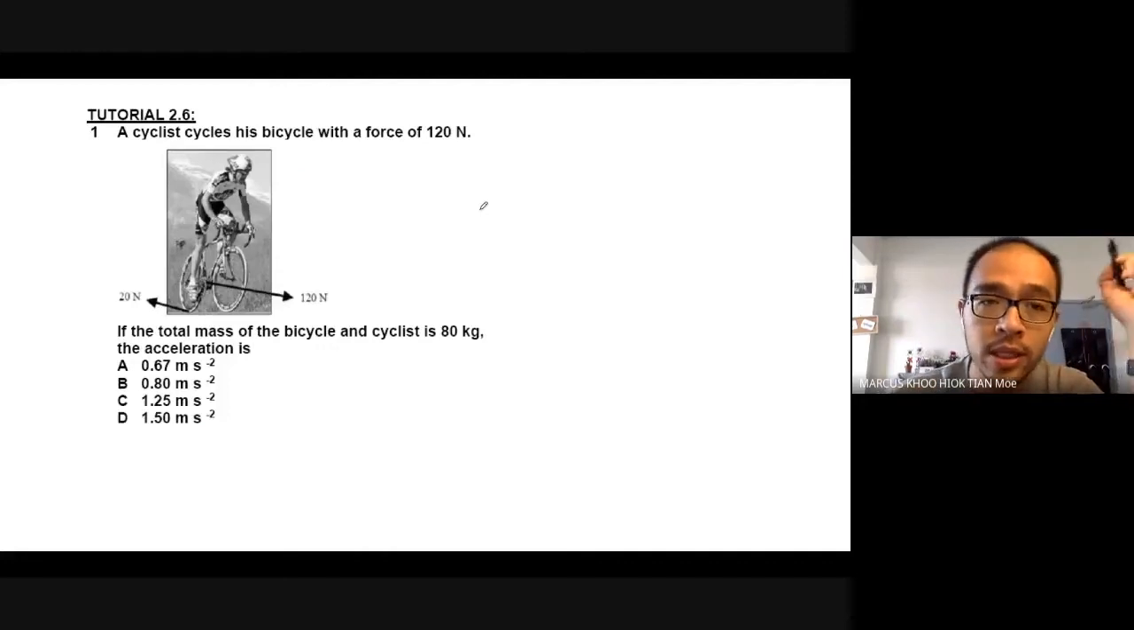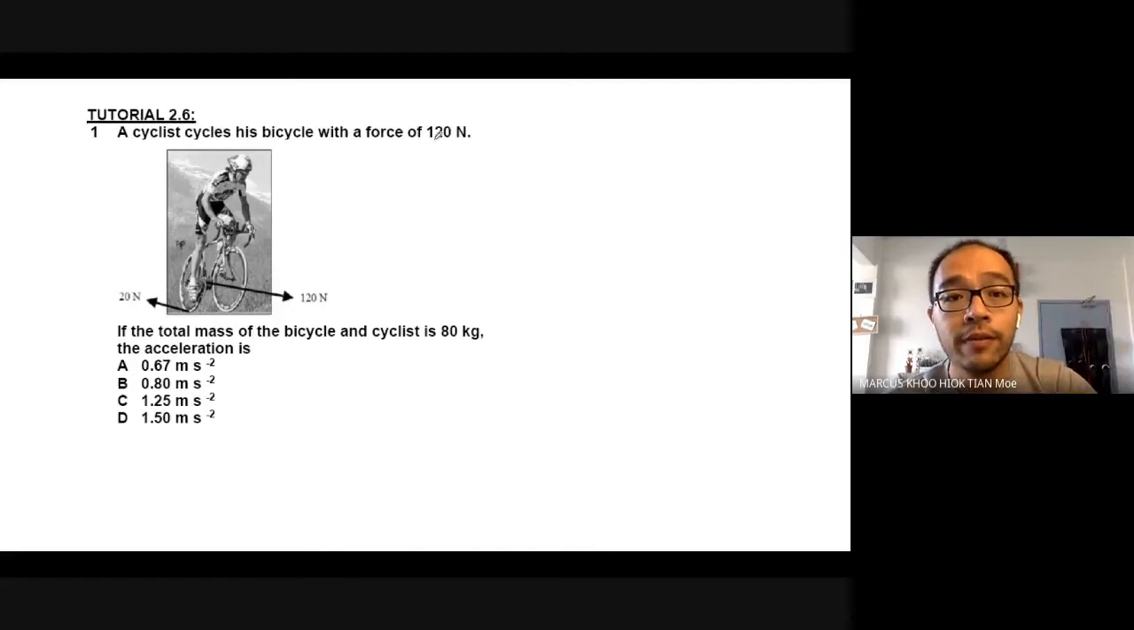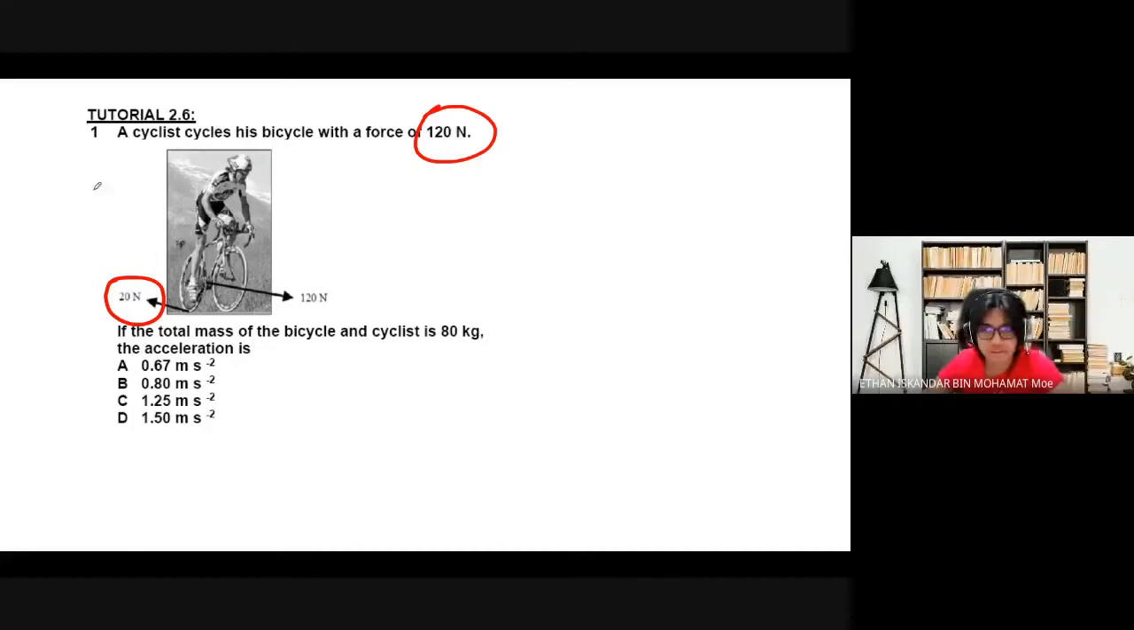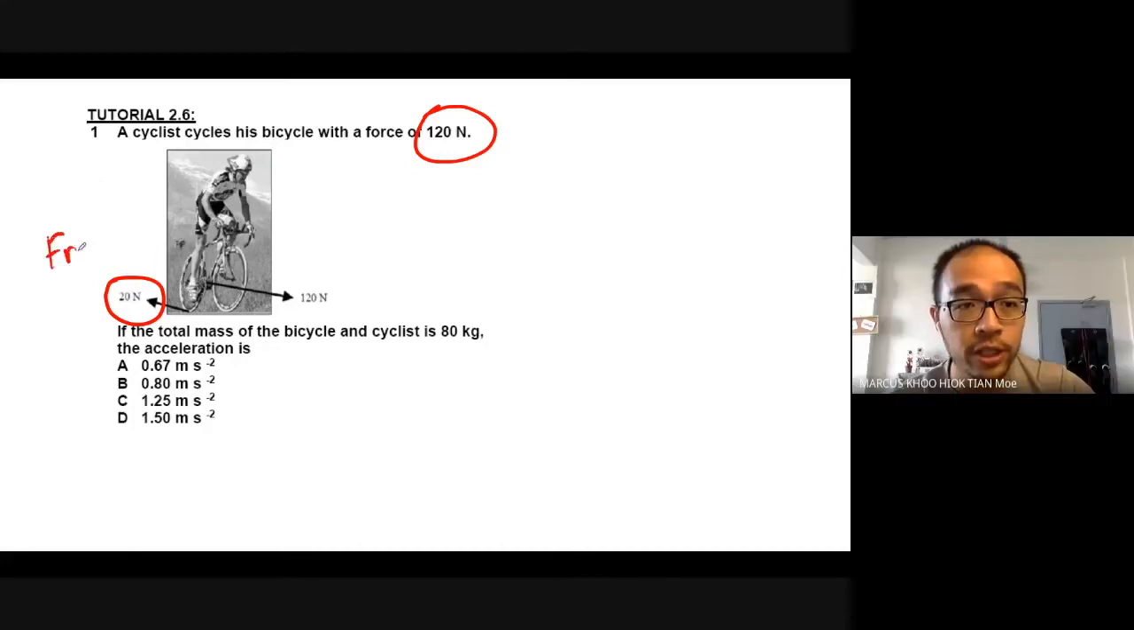Let's consider this first situation. You have a cyclist cycling his bicycle with a force of 120 newtons. Why is there 20 newtons to the back? What is this force called? Frictional force. Very good. This is called a frictional force.